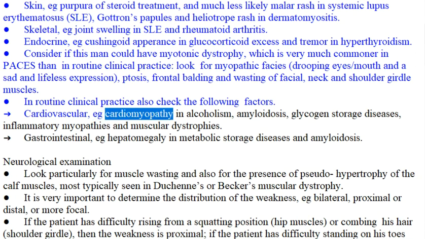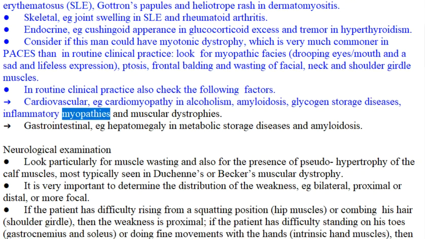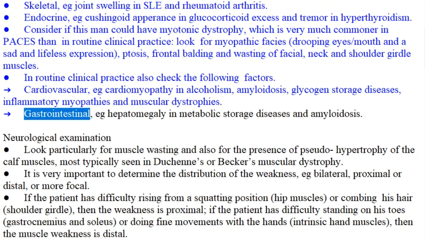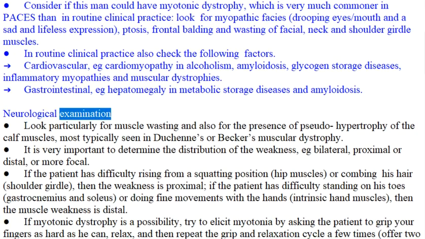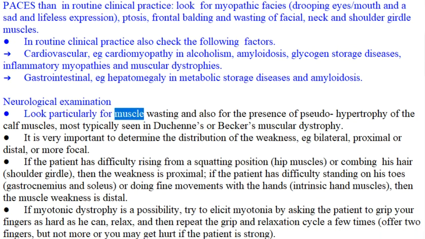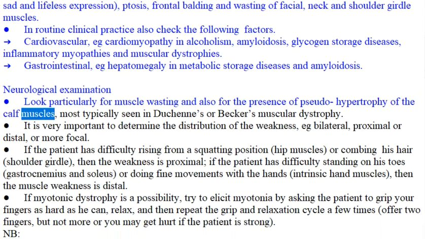Cardiovascular, e.g. cardiomyopathy in alcoholism, amyloidosis, glycogen storage diseases, inflammatory myopathies, and muscular dystrophies. Gastrointestinal, e.g. hepatomegaly in metabolic storage diseases and amyloidosis. Neurological examination. Look particularly for muscle wasting and also for the presence of pseudohypertrophy of the calf muscles, most typically seen in Duchenne's or Becker's muscular dystrophy.